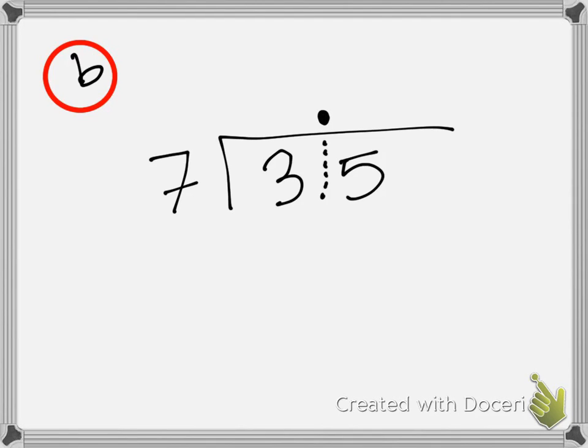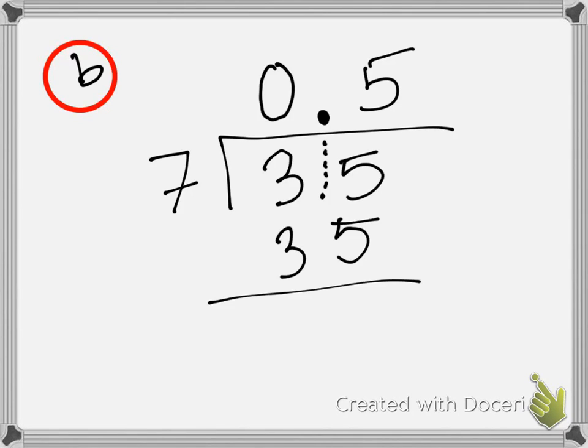How many times does 7 go into 3, Leanne? It doesn't. So how many times does 7 go into 35, Chris? 5 times. And that's an even 35. Notice something. When the bigger number is the divisor, our answer is less than 1.